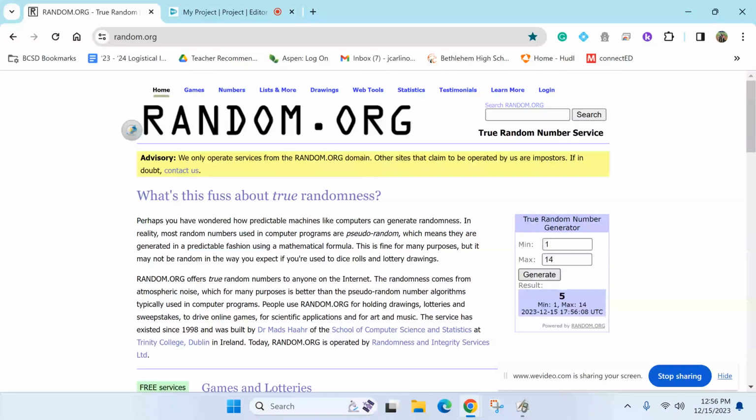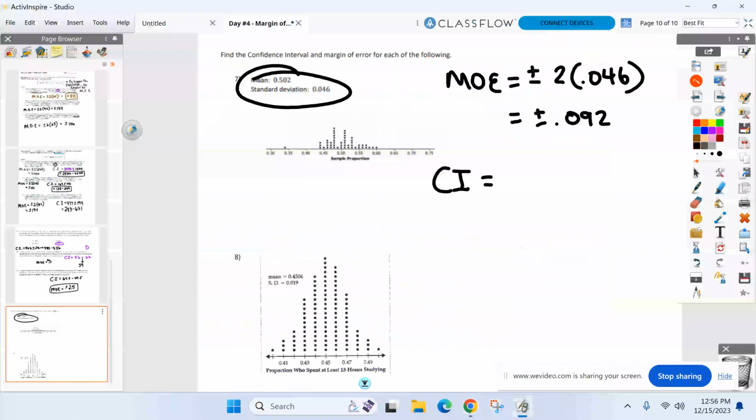Talking to everyone today. Nice. Emma, how do we find the confidence interval? 0.092 plus or minus 0.502. Okay, make sure the 0.502 is first, right? Because I'm going to add and subtract, not that, but the 0.092. Yep.